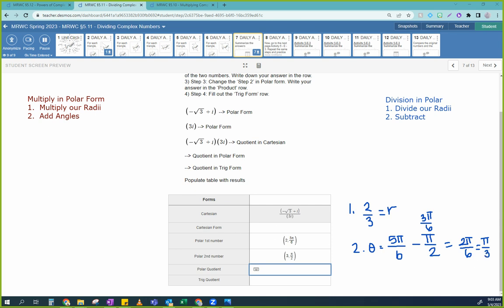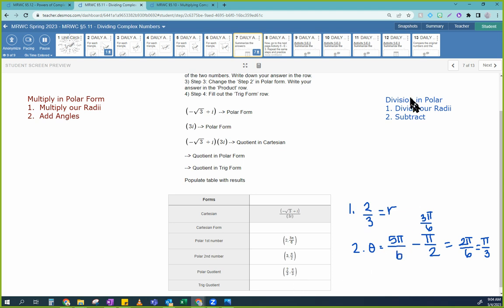So now you know how to divide polar coordinates. We got parentheses 2/3, comma, pi over 3. And that's what I got. Essentially, we can check our answer by dividing this out this way. So we wanted to divide this. You can check your answer by dividing out here and then getting it into Cartesian form and then switching it over to polar and trig form.